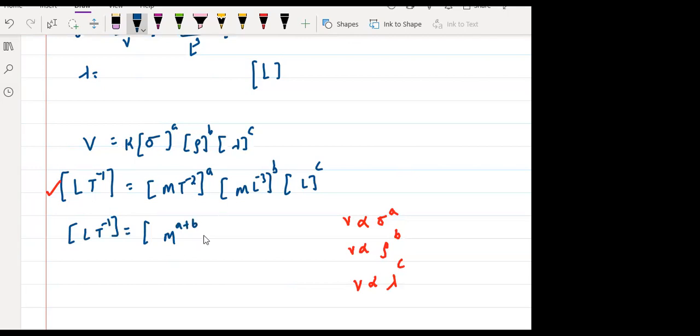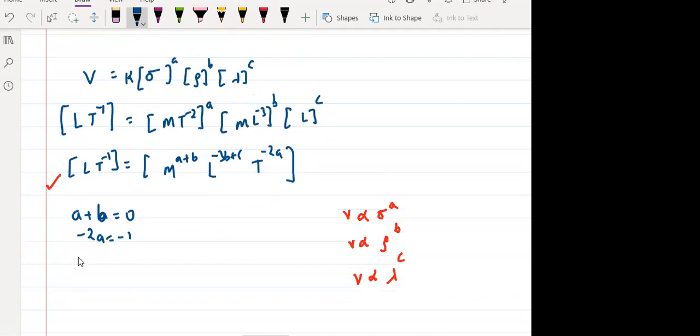So M to the power A plus B, L to the power minus 3B plus C, and T to the power minus 2A. If you compare, equate the powers. The first equation will be A plus B equal to 0, because we don't have a power of M. Then minus 2A will be equal to minus 1, and minus 3B plus C is equal to 1. So I guess you can solve.